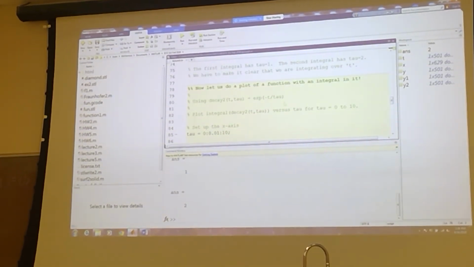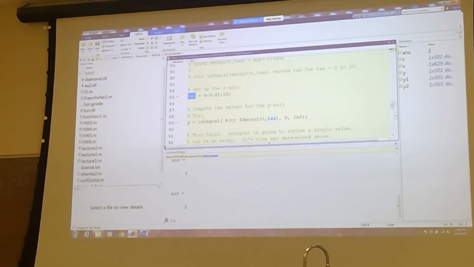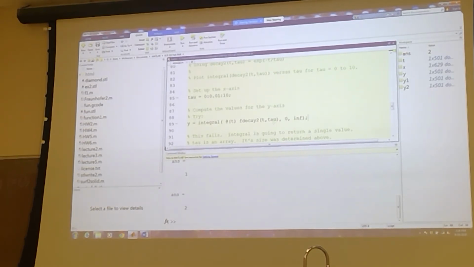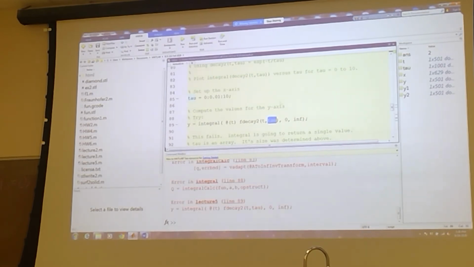What I want to do now is set up tau as an array because that's going to be my x-axis. And let's go from 0 to 10. Okay? Now, I'll put this word try here, and you can look at my notes ahead. It says, this failed. Okay, so my first try was to just put tau in right here. And this is going to fail miserably. Let's watch it fail. I tried, and I get an error message, right?